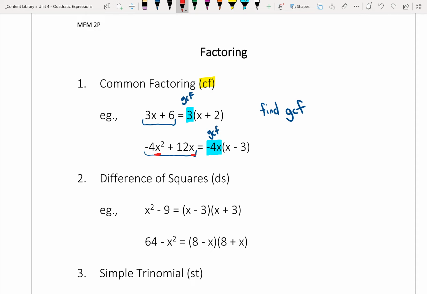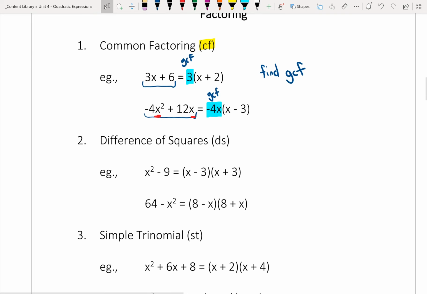Usually a general rule of thumb is, if the first number in our expression is negative, like the negative 4, we take out the negative number as well to leave us with a positive there. So when I divide negative 4x squared by my greatest common factor, I'm left with x. And when I divide 12x by my greatest common factor, I'm left with negative 3.